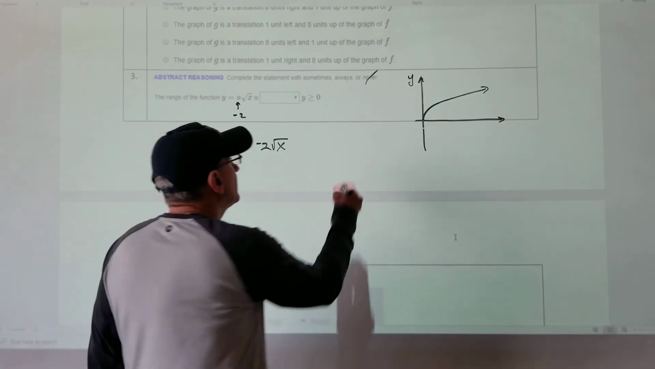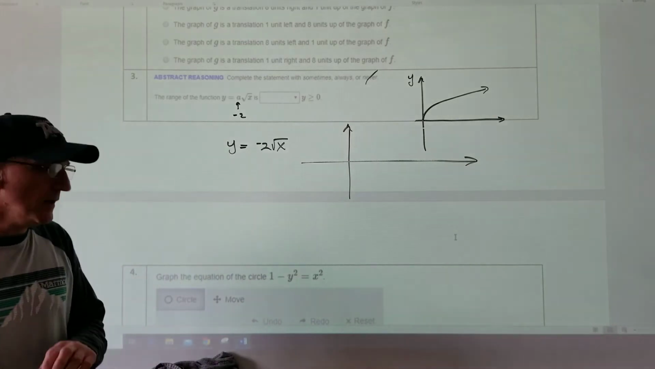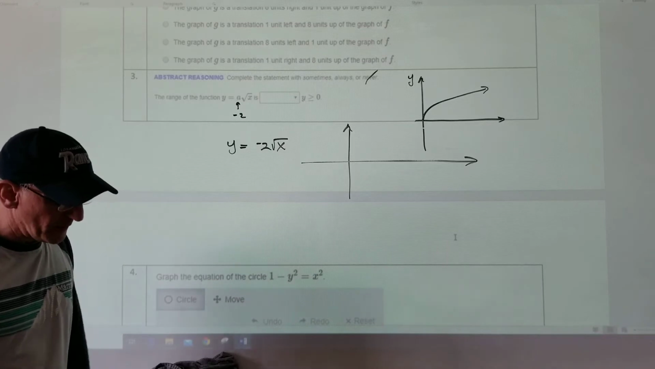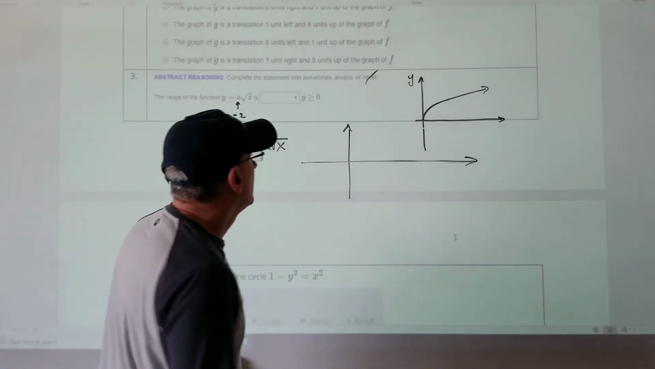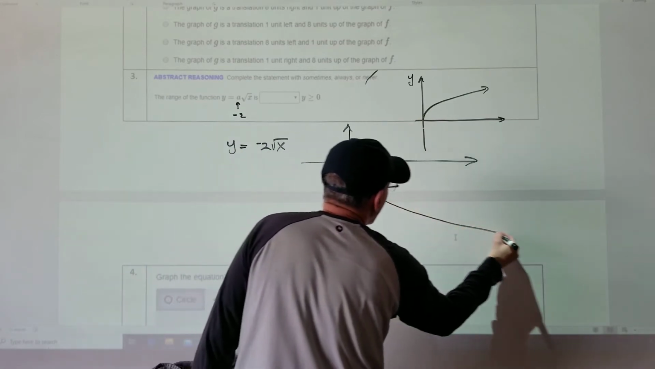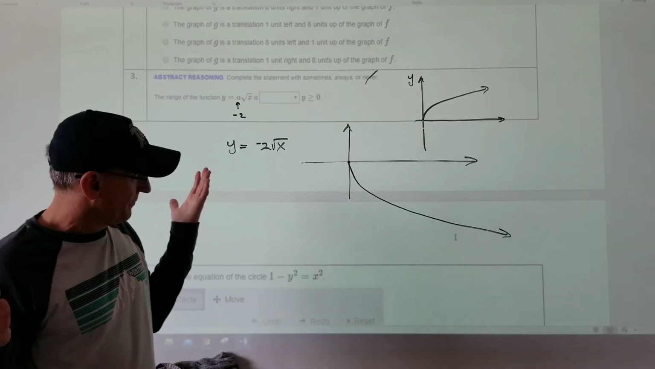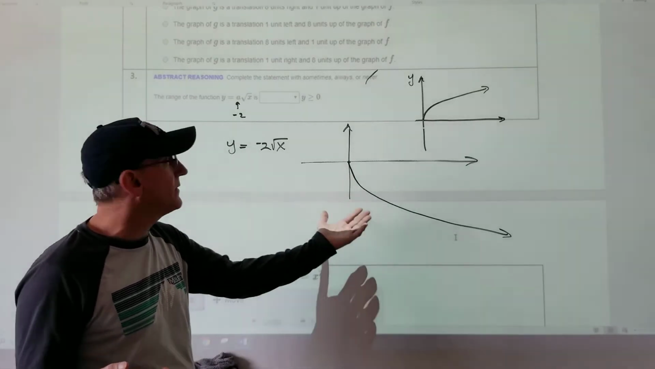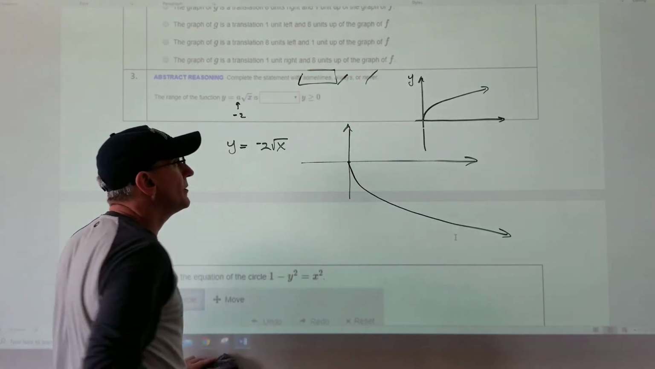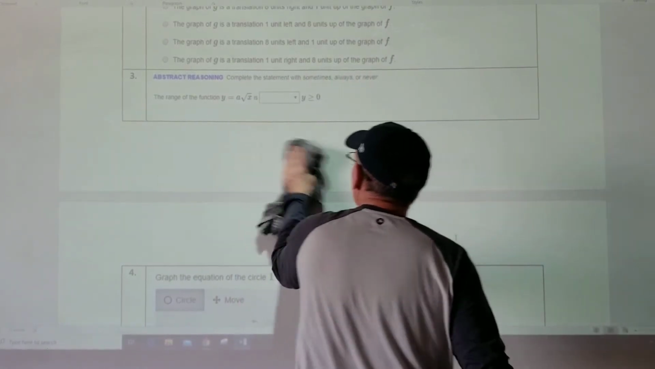So this graph actually ends up looking like not exactly a reflection, but a reflection and a vertical sort of dilation, that wouldn't be the word, a vertical expansion of this graph. So reflect over the x-axis and expand vertically in this direction by a factor of 2, and that's what you get. Now, does that have a range of y greater than or equal to 0? It does not. So you can't say always either, so by default, we're going to have to say sometimes. Sometimes. When in doubt, say sometimes.